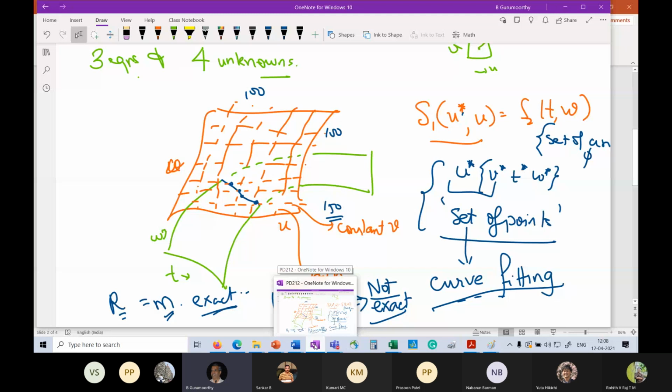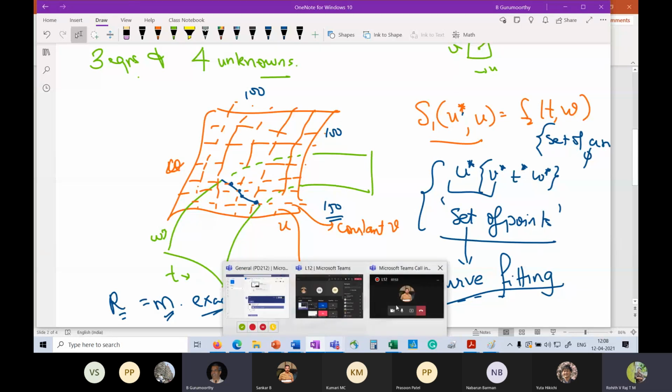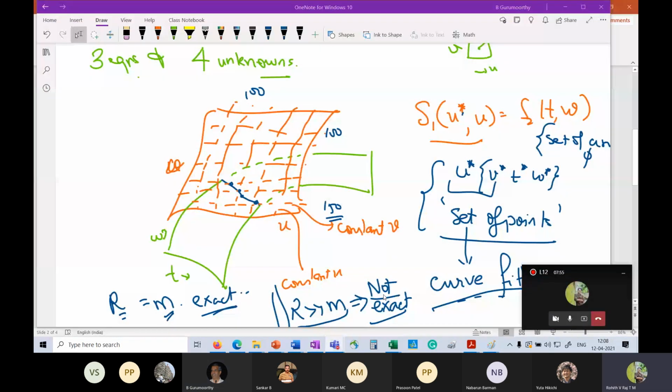Sir, general question. Yes, please. While we do the scanning, like we explained about the scanning, during that period, is the image processed by the system a single surface or multiple surfaces?